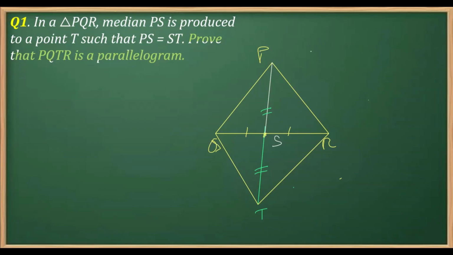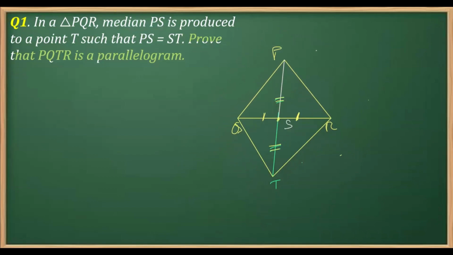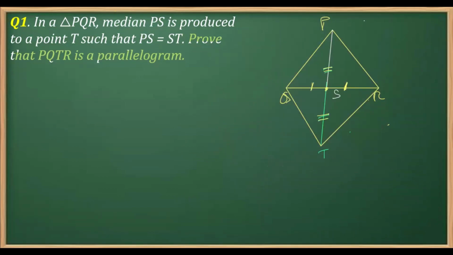S is the midpoint, because you know that PS is a median, and a line joining the midpoint of a side with the opposite vertex is a median. So we have this line equal to this, and this equal to this. So what you can see here is that the diagonals of this quadrilateral bisect each other, and when we prove that the diagonals of a quadrilateral bisect each other, then it is a parallelogram.